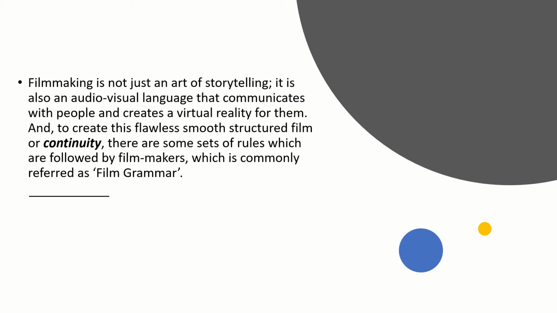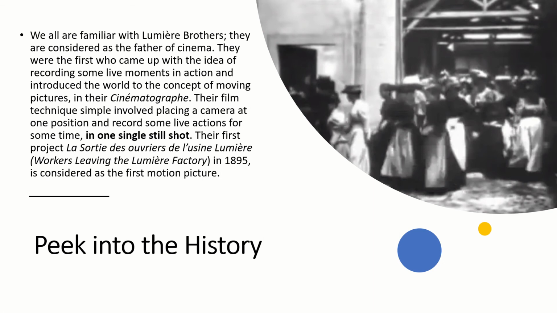film. Film grammar is basically some sets of rules and structures which filmmakers usually follow and is considered as one of the best practices of filmmaking. Before moving ahead, let's have a peek into the history of how these rules were designed and developed over the years. Starting with Lumiere brothers, who are considered as the father of cinema.